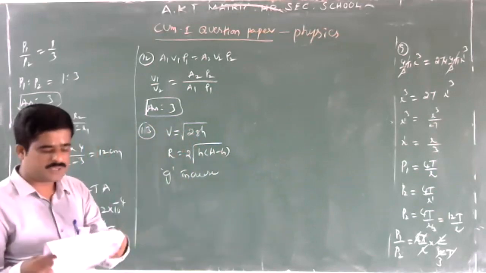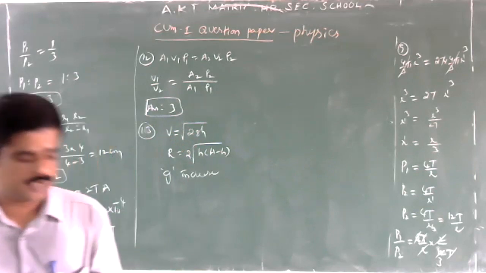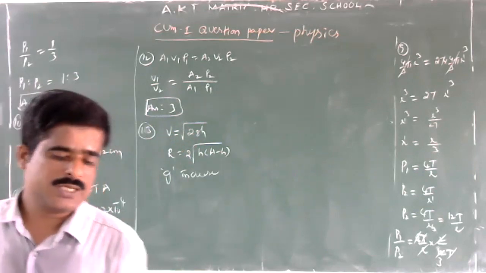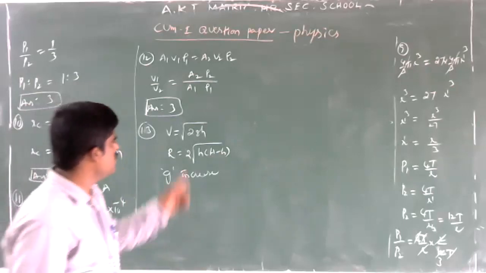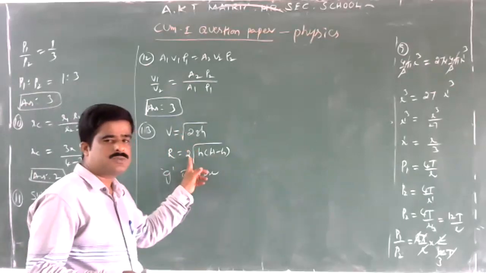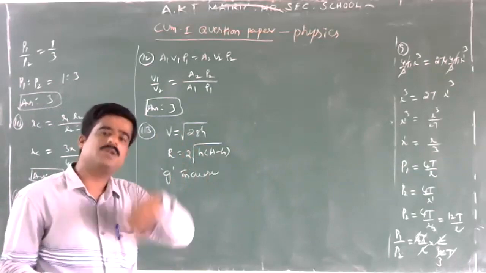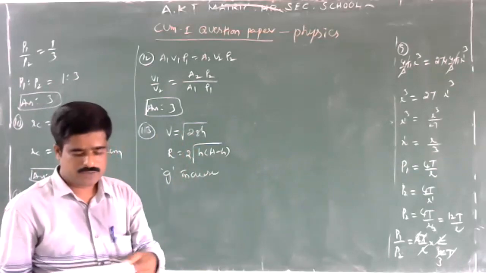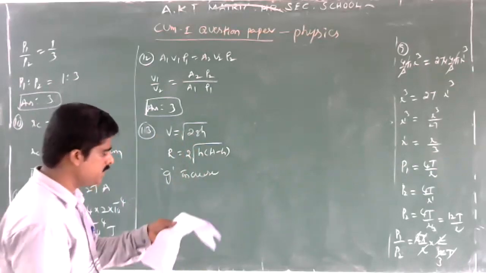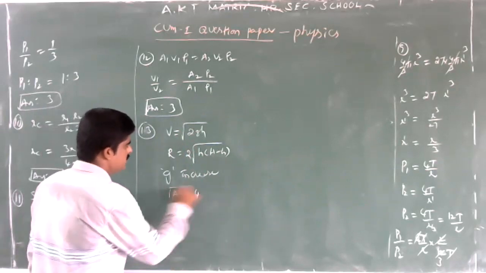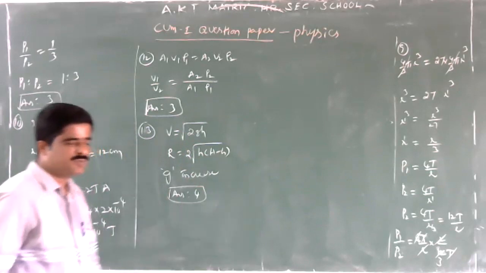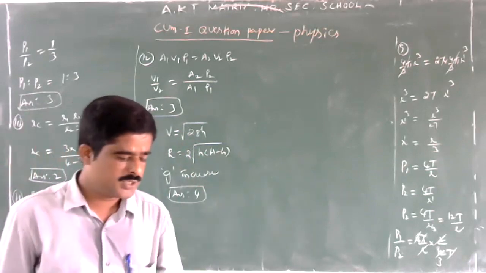So which option is correct? First option correct: v increases. Second option, R increases, wrong. Third option, R remains same. So here v increases, R remains same. So which option is correct? Both the first and third options are correct. So which option is suitable for this? Fourth option. So answer 4 is correct, that is, the first option and the third option both are correct. Next, 14th question.